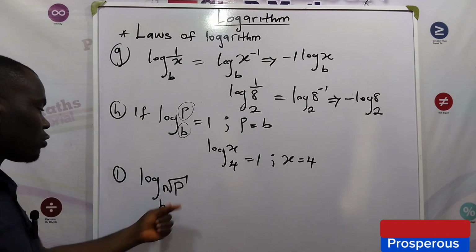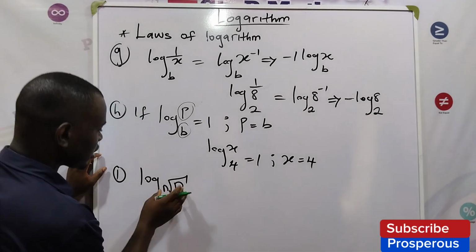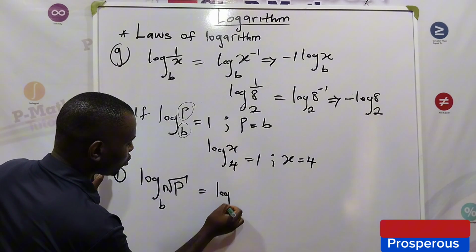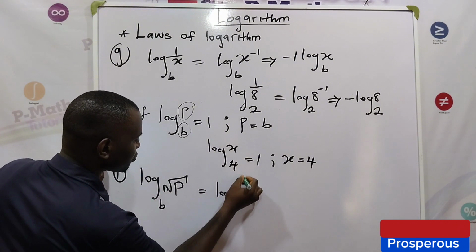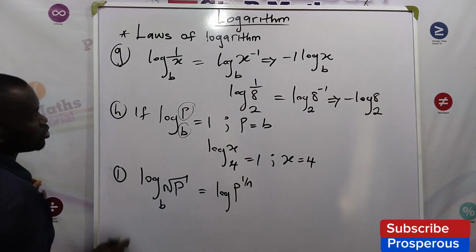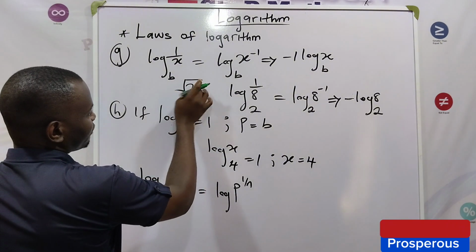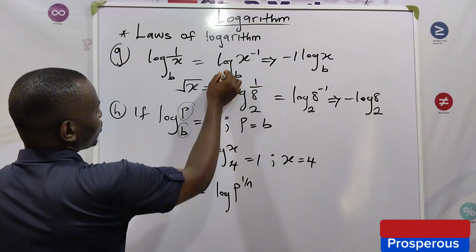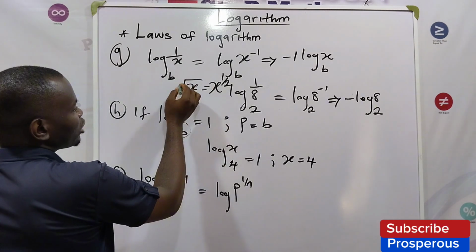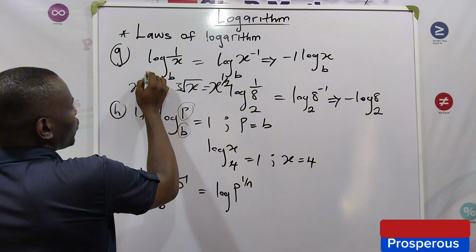So you know how we solve the nth root of any number in indices. It is not different. Another way we can write this is logarithm of p raised to power 1 over n, the nth root. If you have x, square root of x, how do we simplify it? It is x raised to power 1 over 2. But if this root has any number here, say 3, that becomes x raised to power 1 over 3.